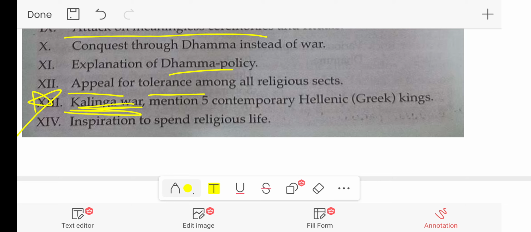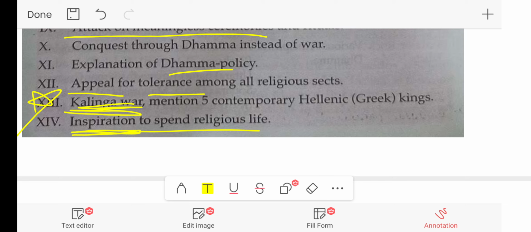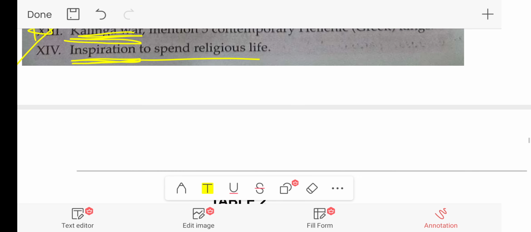14. Inscription to spent religious life. So these were the contents of 14 major rock edicts. So we'll now read about table 2, and here it's written that Ashoka.